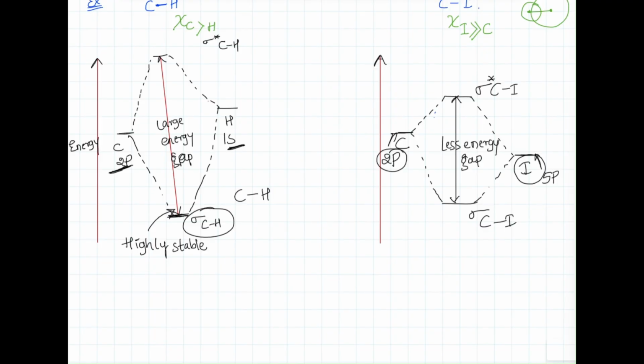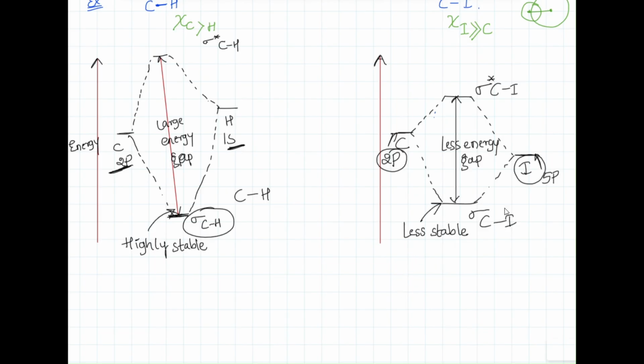This means the less splitting will push the sigma C-I to higher energy. Higher energy means it is less stable, which is having high energy.